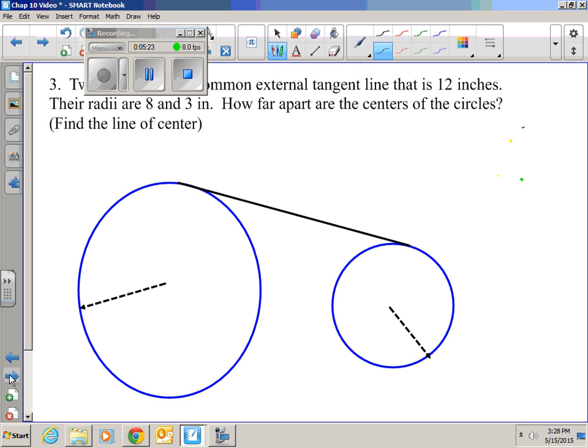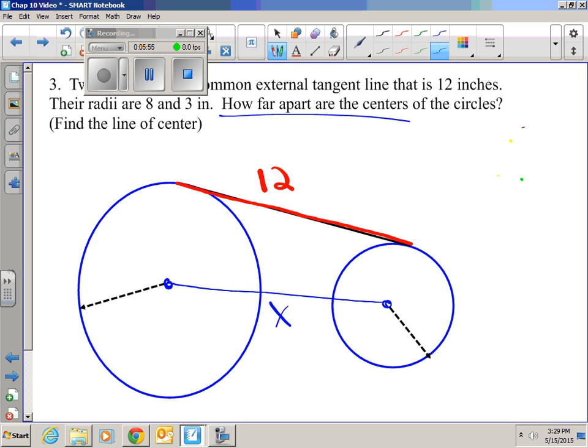Okay? This is a common tangent problem. Notice we have a common external tangent. I'll do that in red right here. This red line is my common external tangent, and it is 12 inches according to the information they're given. Step one is to draw the line of centers. So I'm going to draw a line connecting the two centers of the circles, and that's actually what I'm looking for. How far apart are the centers of the circles?